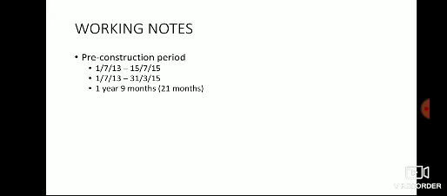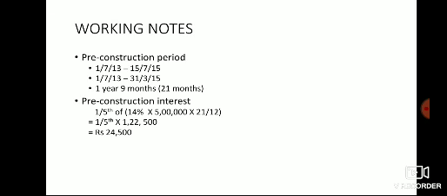We will first find out the pre-construction period. The date of borrowing is 1st July 2013. The date of completion is 15 July 2015. So the pre-construction period will be taken from the date of borrowing to the 31st of March 2015, which is the 31st March immediately preceding 15 July 2015. This will come to 1 year 9 months, a total of 21 months. So your pre-construction interest will be 1/5 of 14% of 5 lakh into 21 by 12. This will come to rupees 24,500.